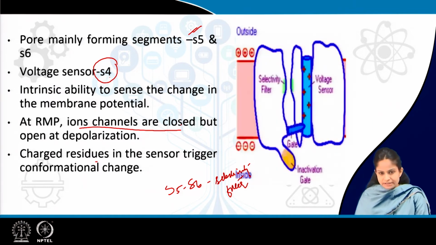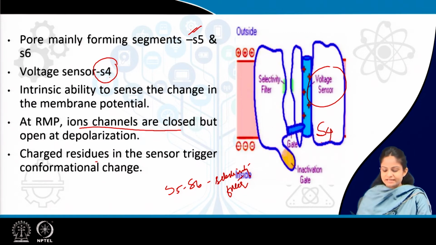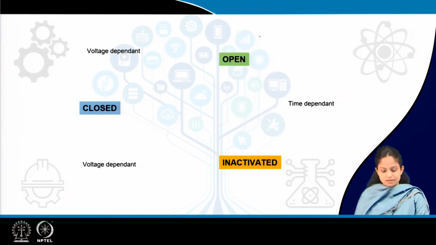Now, if we specifically talk about the voltage sensor, that means it is the S4 segment. We can see this S4 segment, this is the inactivation gate, and this is bearing the positive charges. Intracellularly we have the negative charge, and outside we have the positive charges. Now, the voltage gated channels, how do they act or how do they work?